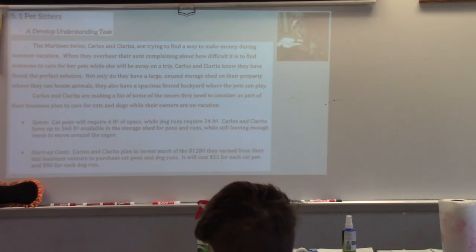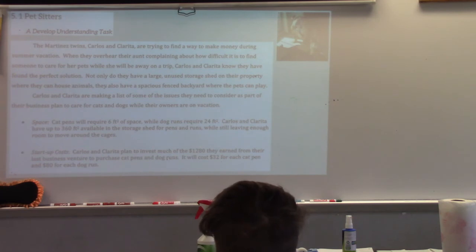The start up cost. Carlos and Clarita plan to invest as much as $1,280 they earned from their last business venture to purchase cat pens and dog runs. It costs $32 for each cat pen and $80 for each dog run.